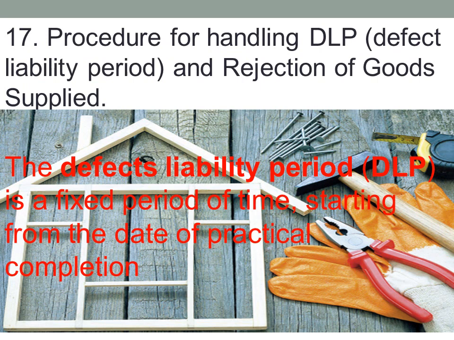The next SOP is about the procedure for handling the defects liability period and rejection of the goods. The defects liability period is a fixed period of time starting from the date of practical completion. It's a kind of guarantee that within this time we can go back to our supplier about any complaint we have, and we can reject the product.